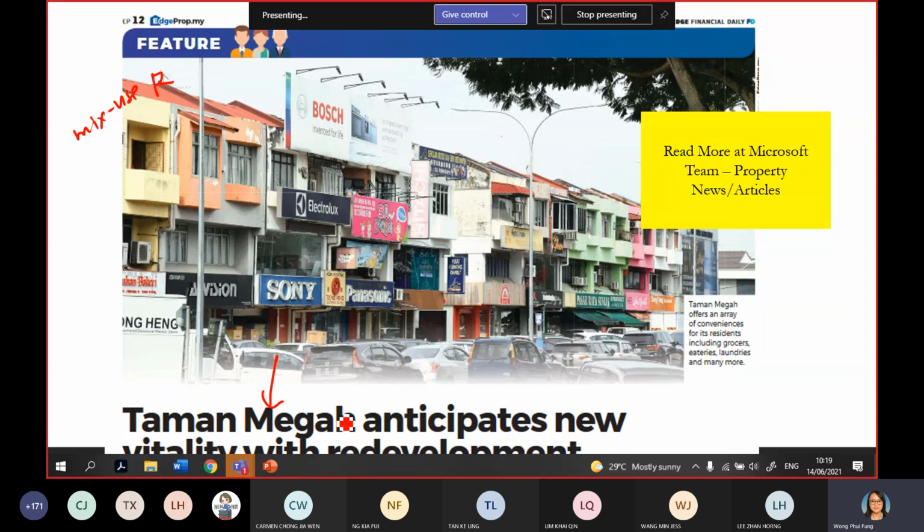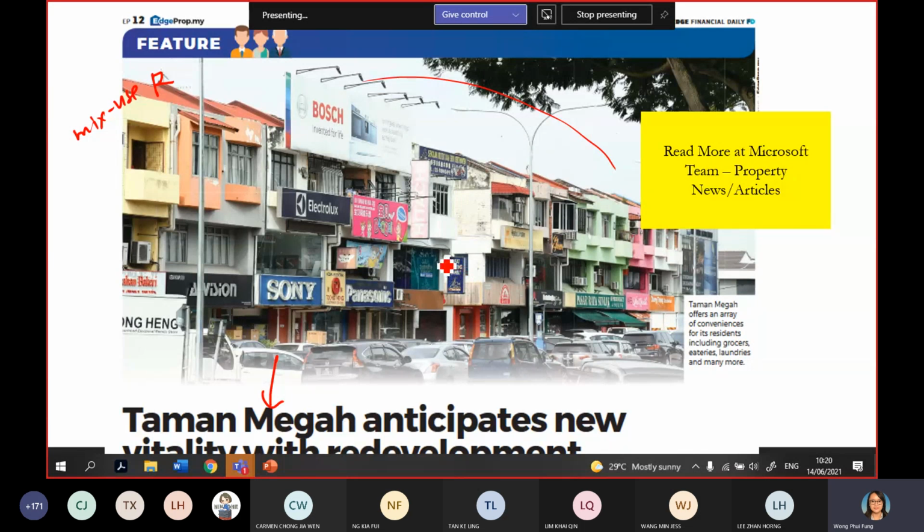Okay, why do they want to choose Taman Mega? As I mentioned just now, mature neighborhood. What does it mean by matured? Matured meaning to say that, as you can see based on this picture, this area actually has many amenities and facilities, such as wet market, shops, banks, restaurants and cafes. So it's actually quite established and convenient.